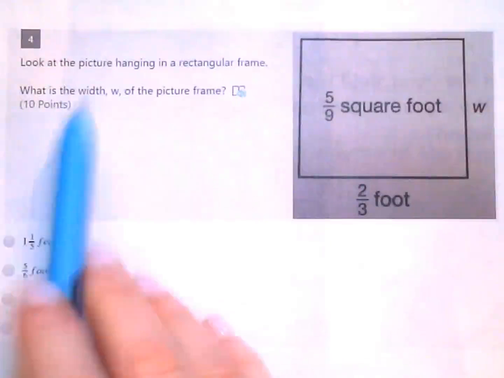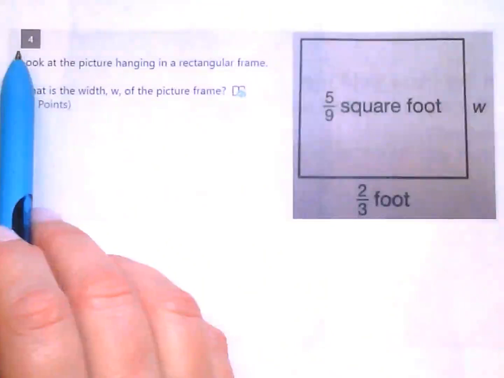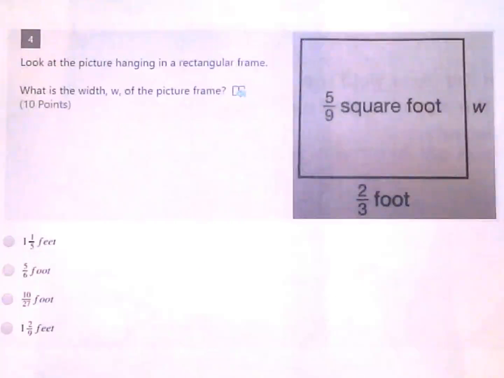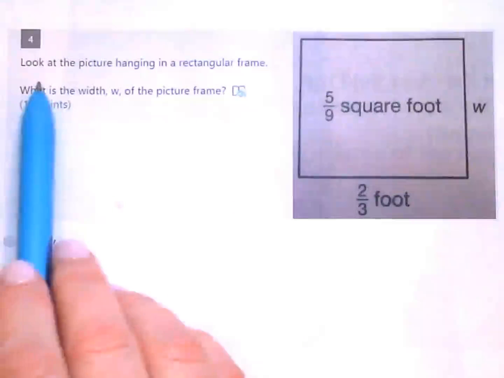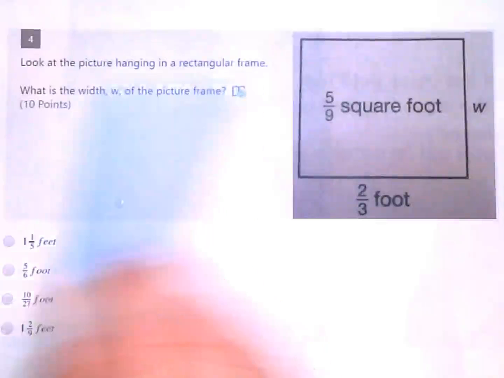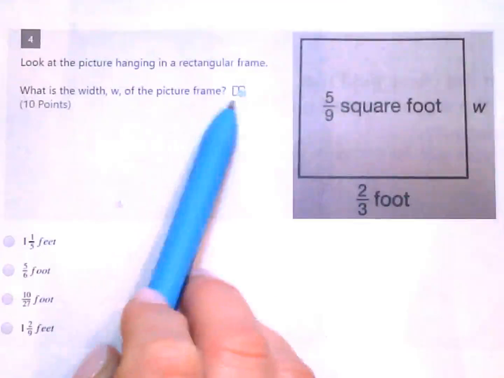So here we go. We're going to take a look at this one. Now it says question number 4, but because I have them rotating, you may have had it as a different question number, but you should remember the question itself. It says, look at the picture hanging in a rectangular frame. What is the width W of the picture frame?